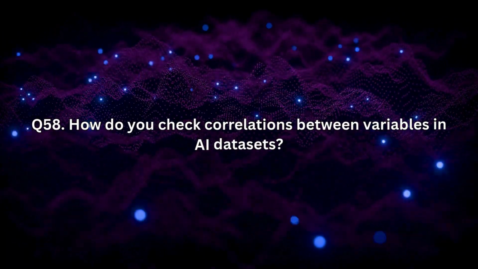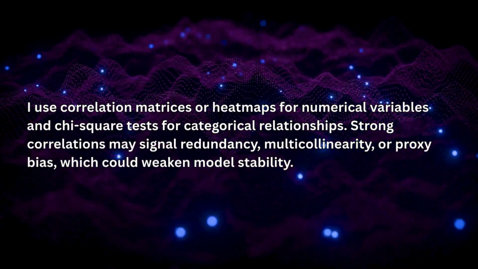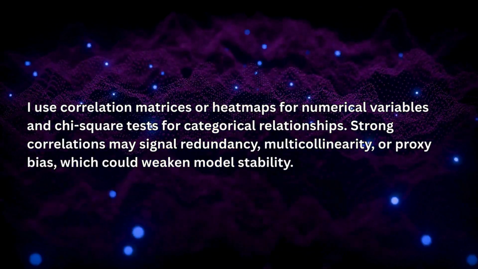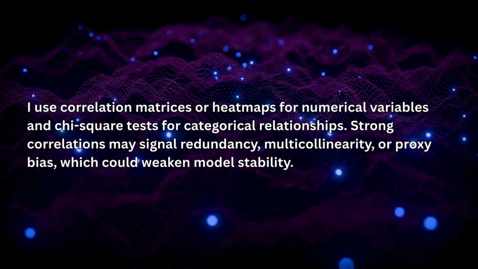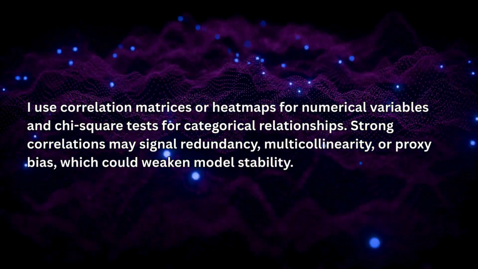How do you check correlations between variables in AI datasets? I use correlation matrices or heat maps for numerical variables and chi-square tests for categorical relationships. Strong correlations may signal redundancy, multicollinearity, or proxy bias, which could weaken model stability.